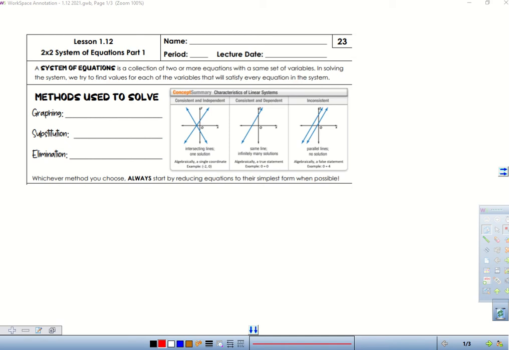So today we're going to be doing lesson 112, which is going to be a 2x2 system of equations. And we're going to be talking about this in two parts, part 1 and part 2. Today we're going to be doing part 1.